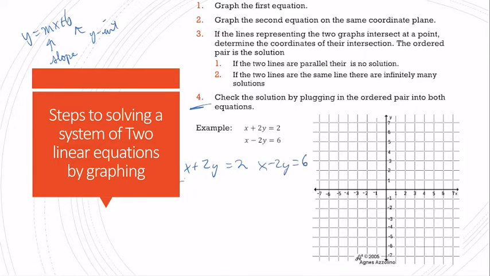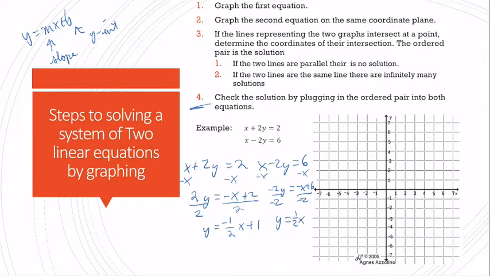I'm sure we're all really good at this by now, but let's go ahead and subtract x from both sides. I get 2y equals negative x plus 2. I divide both sides by 2. Y equals negative 1/2 x plus 1. Now I do the same for my second equation. I subtract x from both sides. Negative 2y equals negative x plus 6. I divide both sides by negative 2. That means I have y equals 1/2 x minus 3.